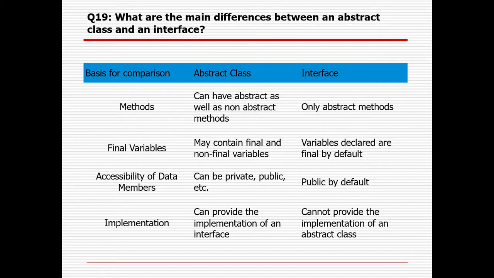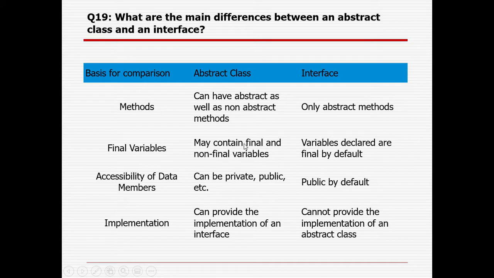What are the basic differences between abstract class and interface? An abstract class can have abstract as well as non-abstract methods, but an interface should have only abstract methods. That means they should not have any body. Any single method should not have any body.